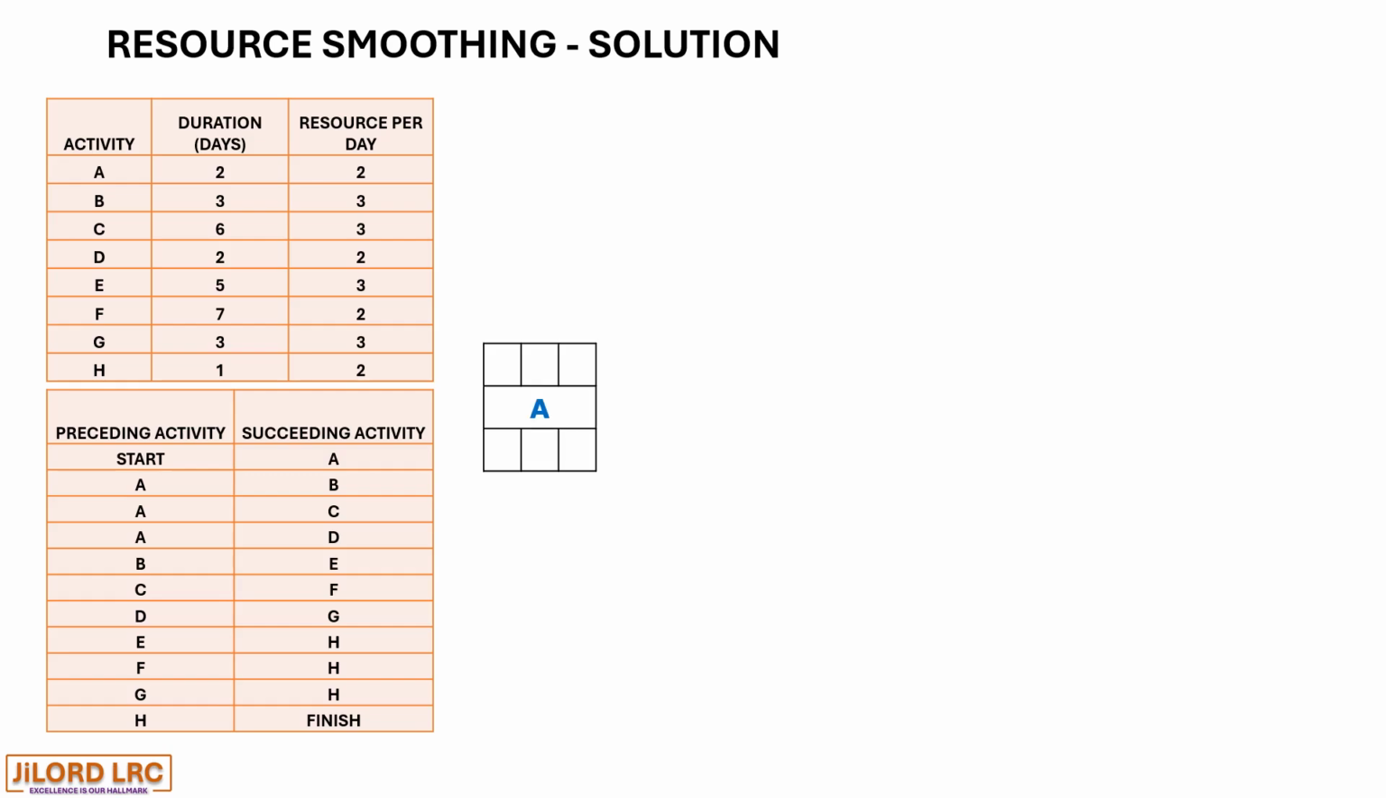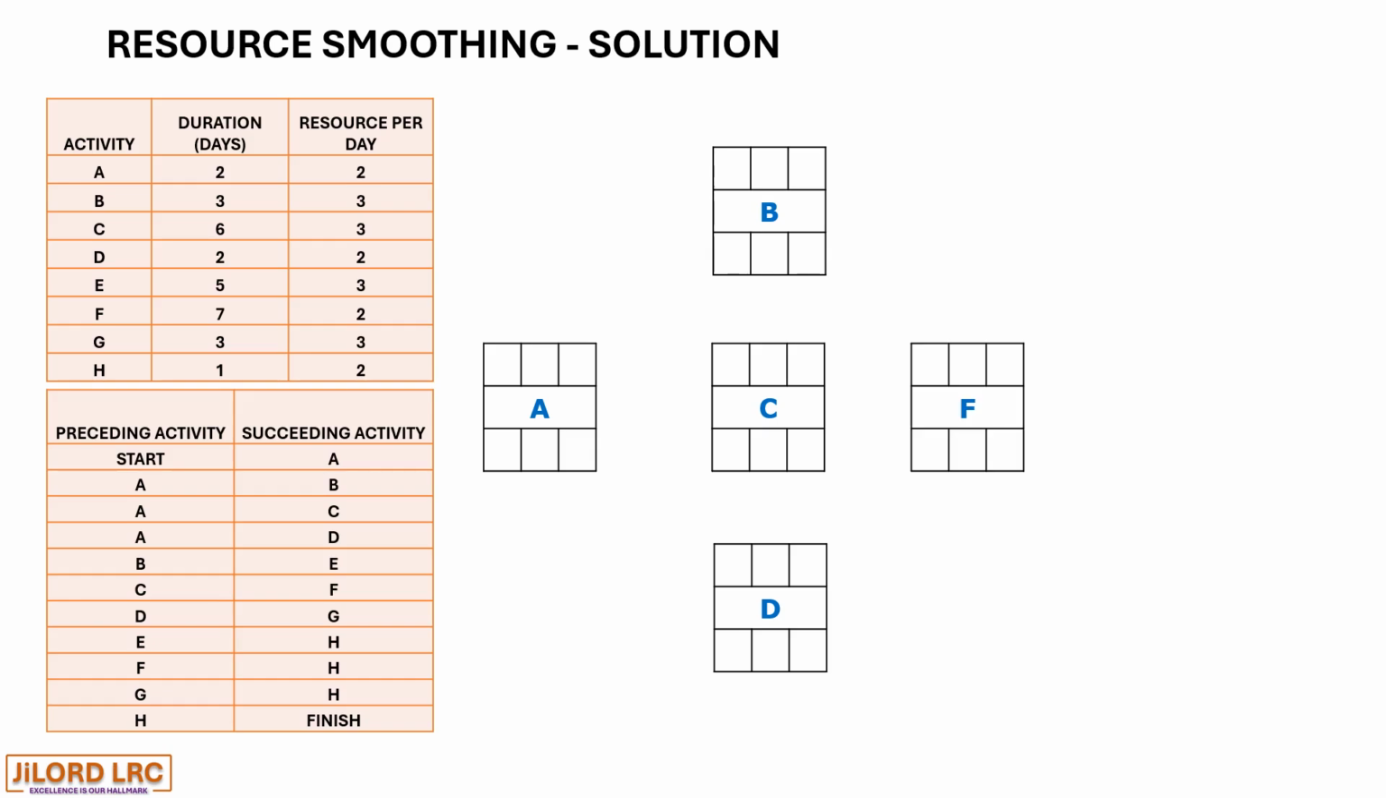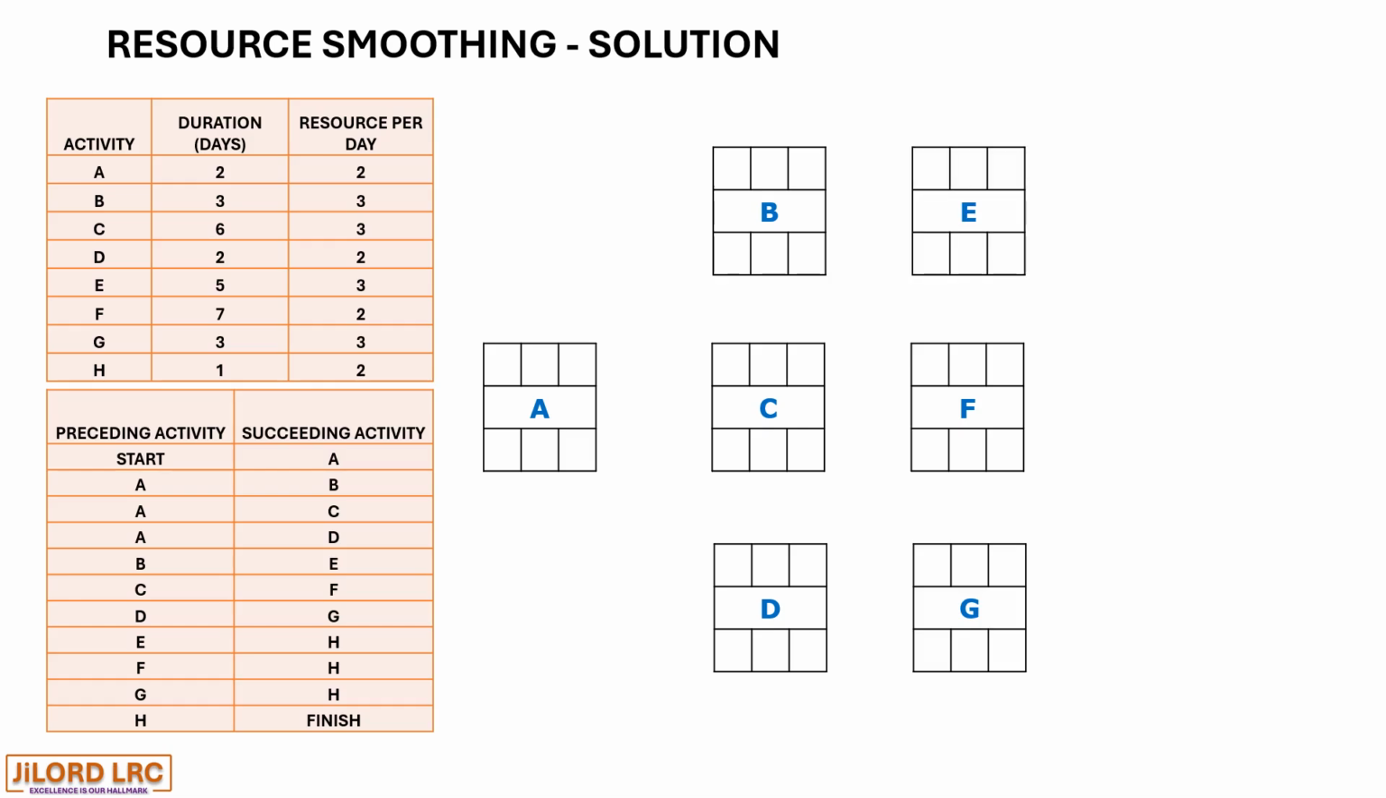So we have activity A acting as a preceding activity to activity B, C, and D. And B acting as preceding activity to activity E, and C also acting as preceding activity to F, and D also acting as preceding activity to G. And activity E, F, and G act as preceding activity to H.